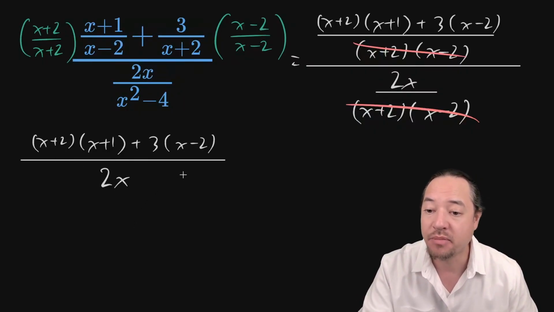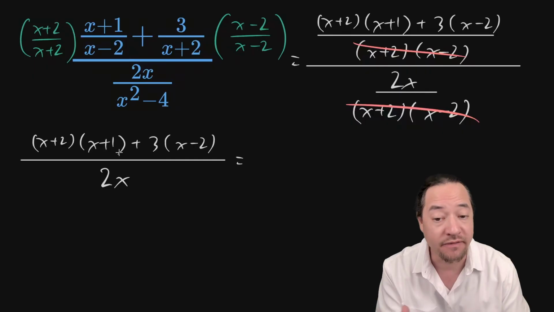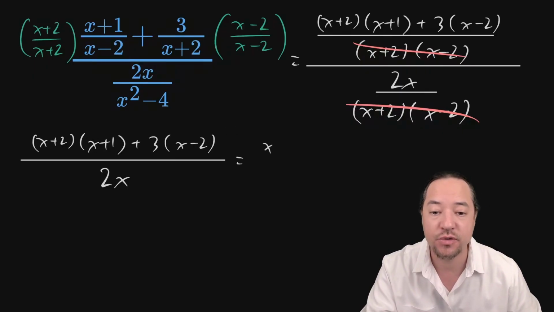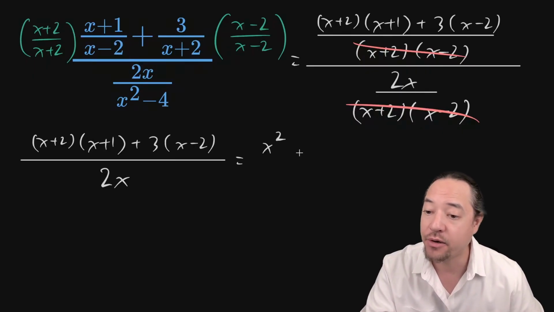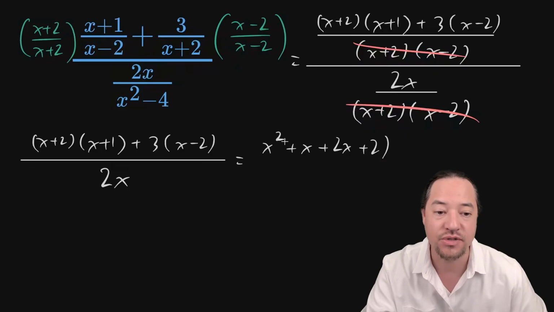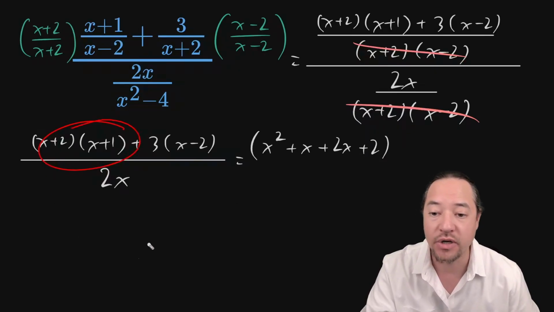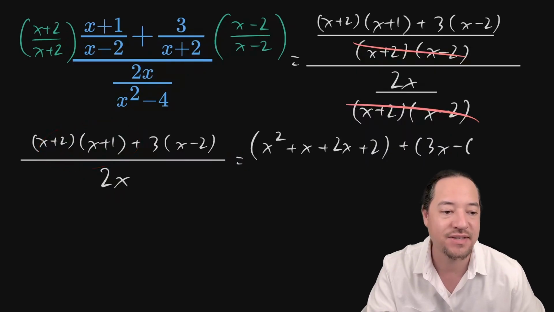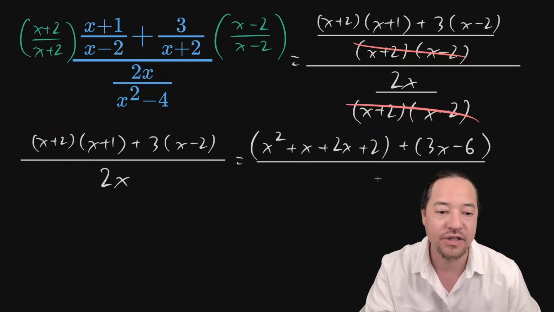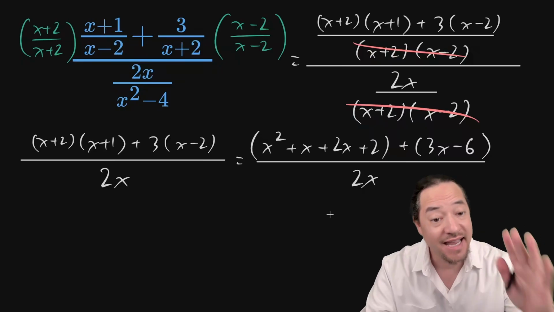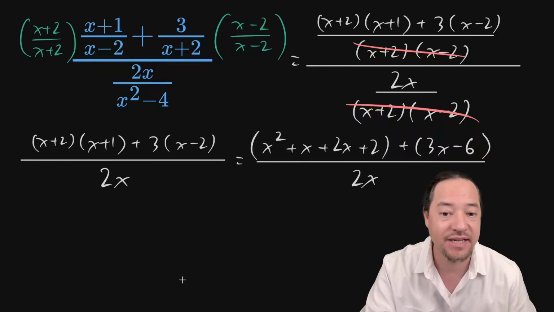We just need to combine our like terms over here. Okay, so let's do that in the numerator. We'll have an x plus 2 times an x plus 1. We can FOIL that together. So first times first will give us an x squared. Outer times outer will give us a plus x. Inner times inner will give us a 2x. And last times last will give us a 2. So that's what we get by foiling these. And then we just have to add a 3x minus 6, all over 2x.